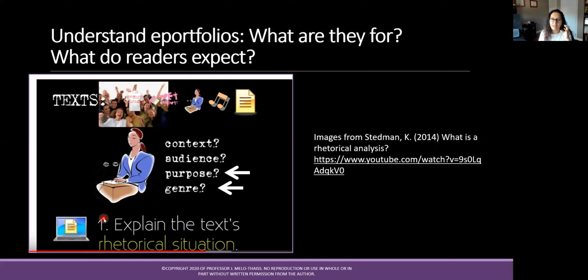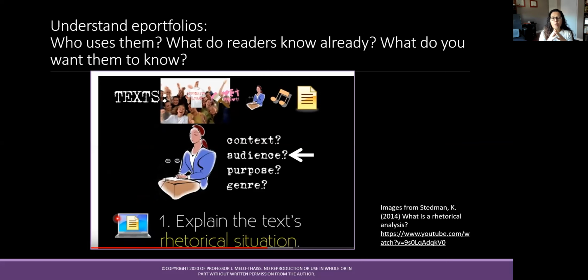And we're always writing thinking about our audience. What are they looking for? What do they need? What do they already know? What do they not know? We want to think also about what you want your reader to know. So we're thinking about audience in terms of not just what they already know, but what you want to leave them with when they've walked away from your e-portfolio.